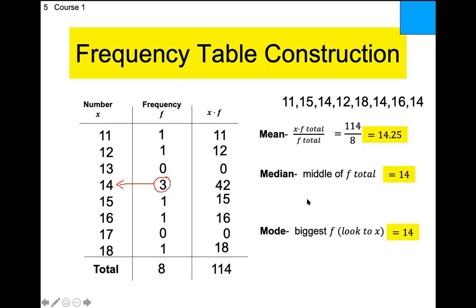Real quick, for median. Since it's divided by 4, or 8 divided by 4 is 2. Divided by 2 is 4. And then you also just add the next number up. We do, and that's only because it's even.